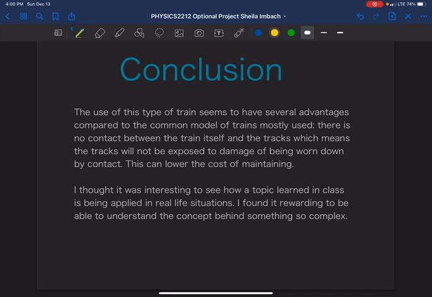Another thing that I would like to mention is how I thought it was interesting to see a topic that we learned in class being applied to real life situations, because I found it very rewarding to be able to understand the concept behind something so complex.